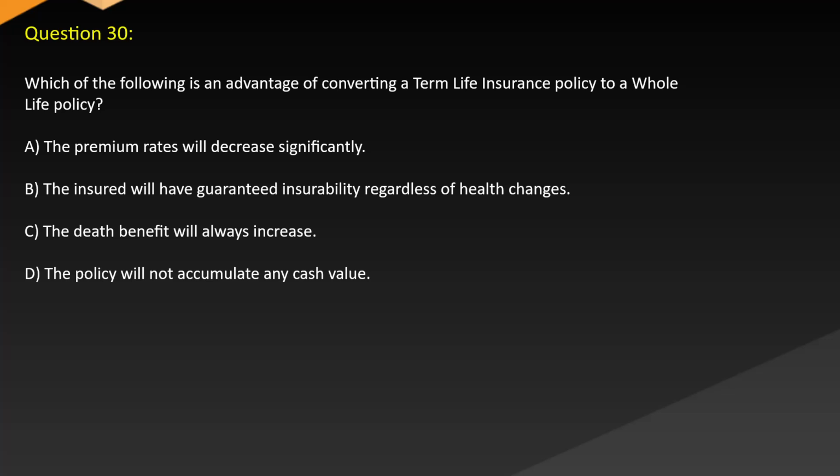Question 30. Which of the following is an advantage of converting a term life insurance policy to a whole life policy? A. The premium rate will decrease significantly. B. The insured will have guaranteed insurability regardless of health changes. C. The death benefit will always increase. D. The policy will not accumulate any cash value.